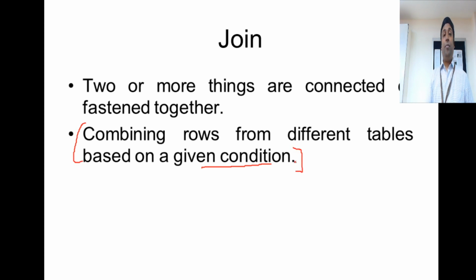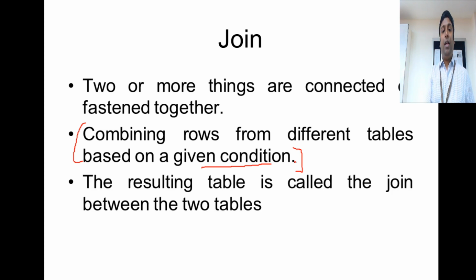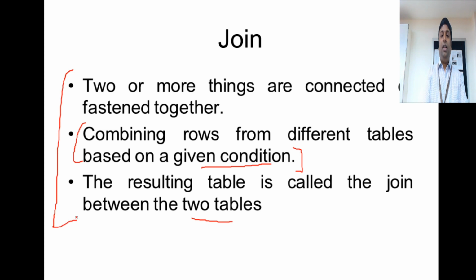You're going to combine information from multiple tables. It's not going to be from one table. The resulting table: when you join two tables, you're going to get another table. The resulting table is called the join between two tables. So that is some theory on joins. We'll see an example here.